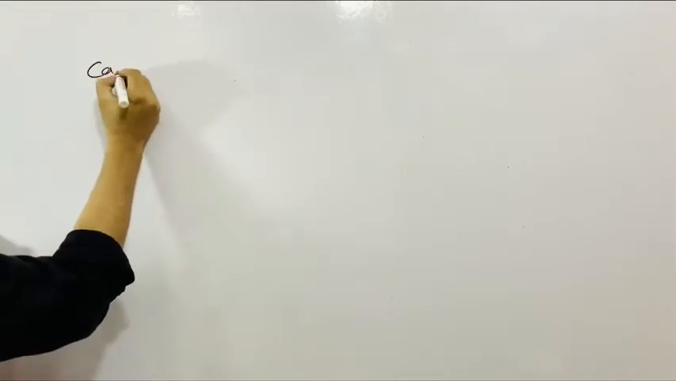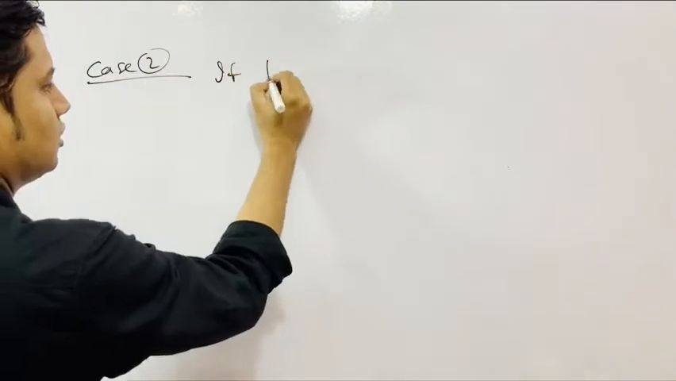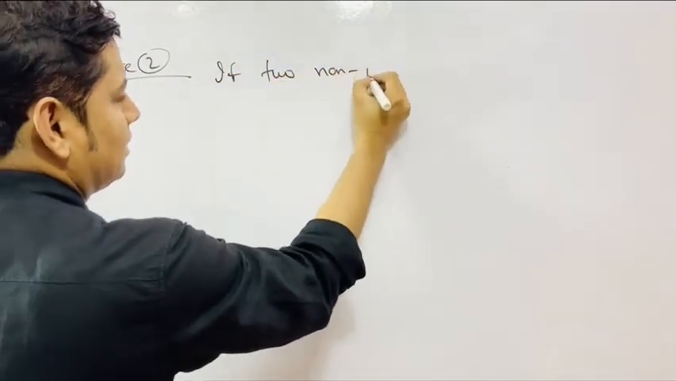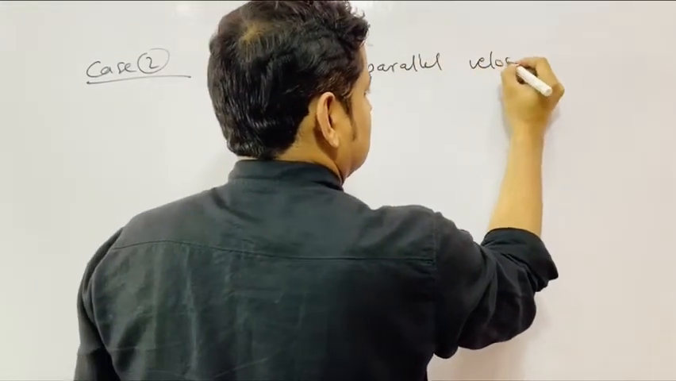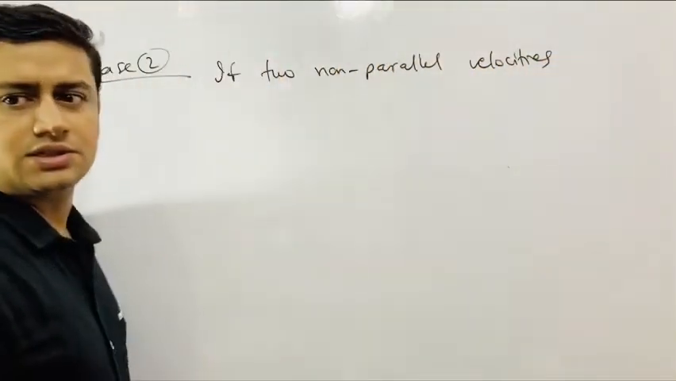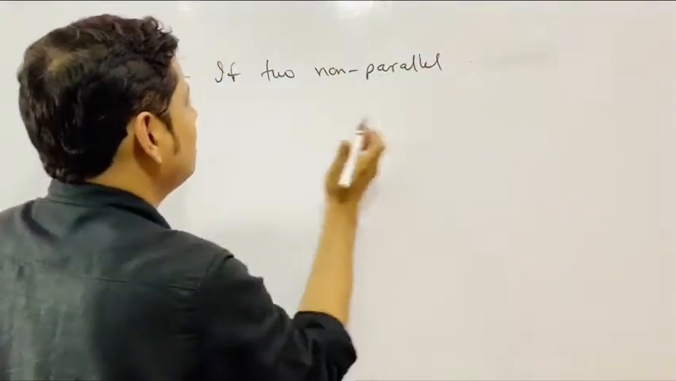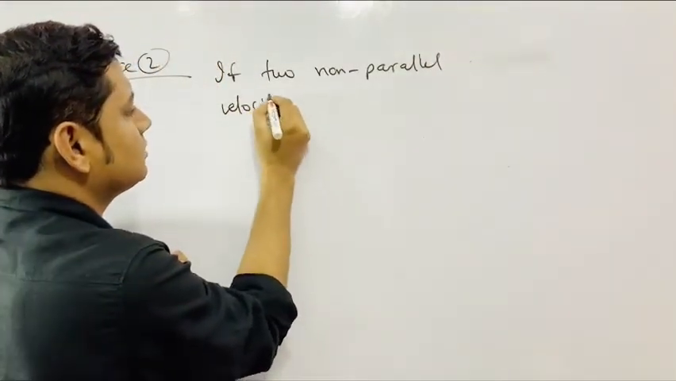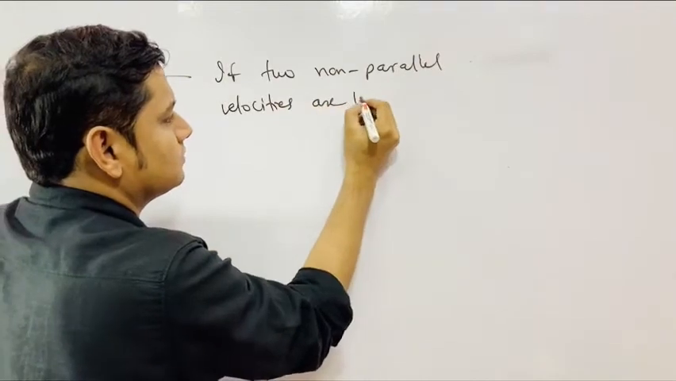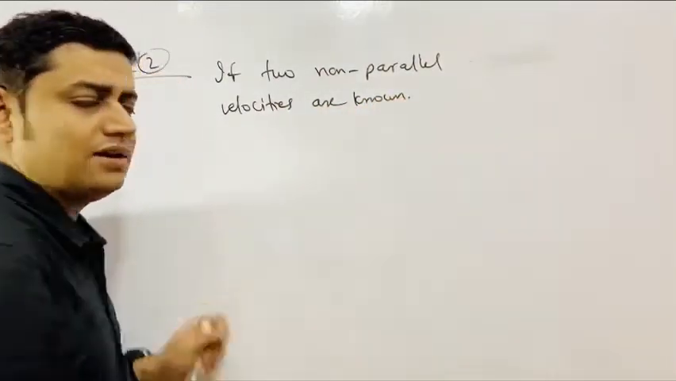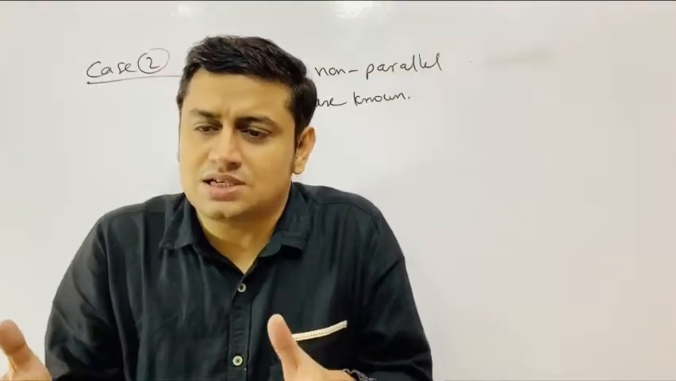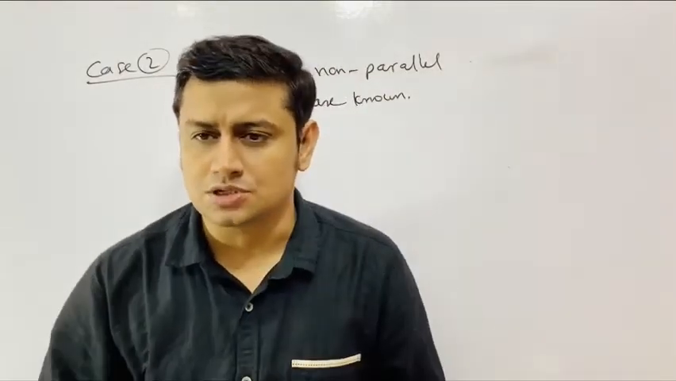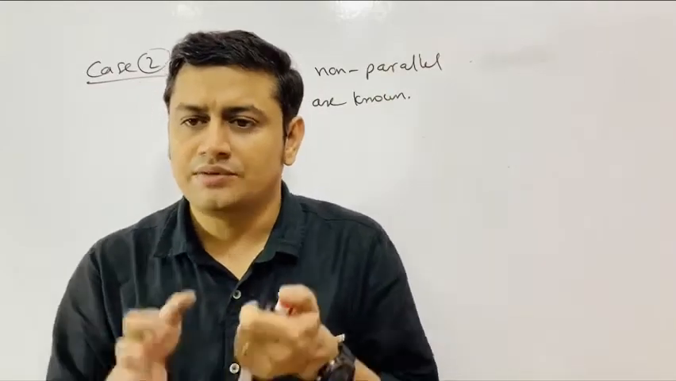Second case, case 2. If two non-parallel velocities are known. Again we are coming to the same. What we are going to do? First, from the known axis, we will get velocity and we would reverse the process so that we do not have to memorize the things. We have to understand the things.